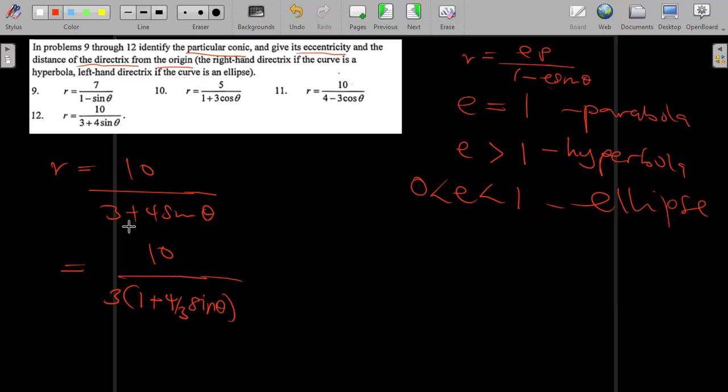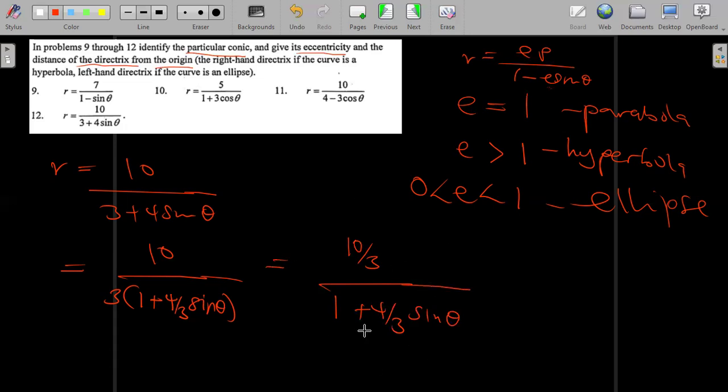So from here, just even looking at the equation, because the sine term is positive there, it means the directrix is going to be above the origin, and it's going to be a horizontal line that is cutting the y-axis. So from here, this 3 can divide into 10 such that I will have 10 over 3. Leave it in that form there, then I'll get 1 down there plus 4 over 3 sine theta. This is what I get now.